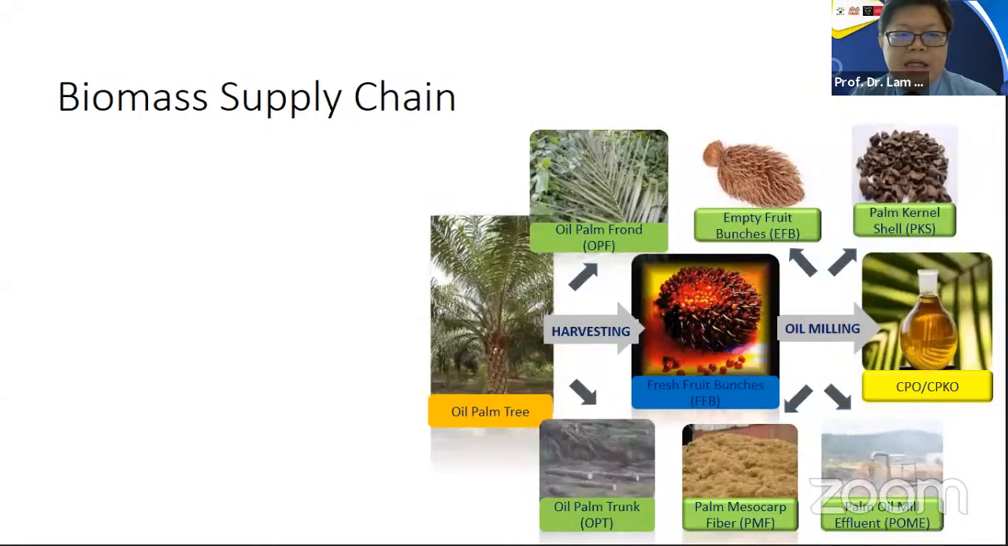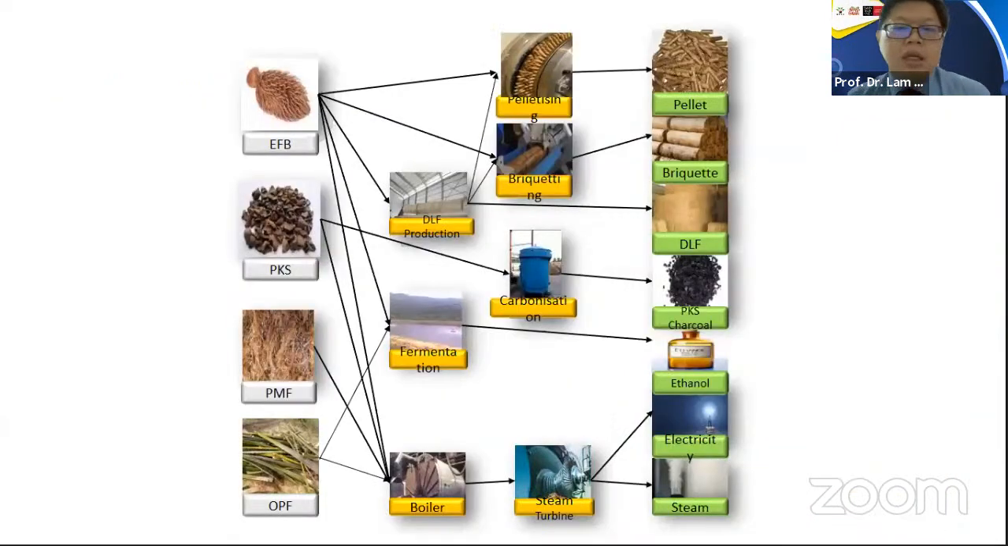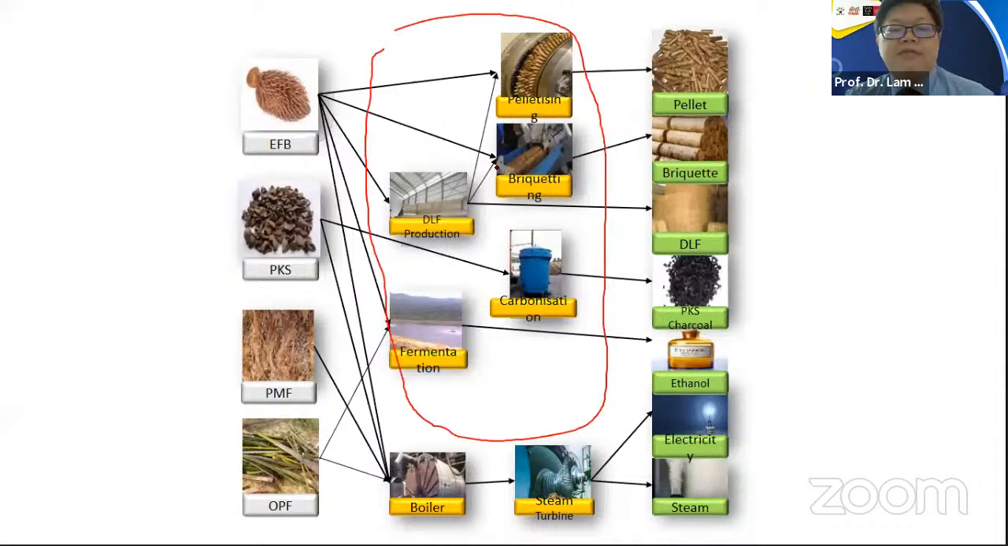Then we have to properly study the biomass supply chain. From here, again, I already showed you the potential of the biomass from the empty fruit branch, the palm kernel shell, and so on. And from the center, you can see we have a lot of available technology. For example, we have pelletizing, combustion, and fermentation. All these technologies convert the biomass to different products that suit different purposes. For example, we have pellets and briquettes, which are both very good burning materials. We have the dry long fiber.